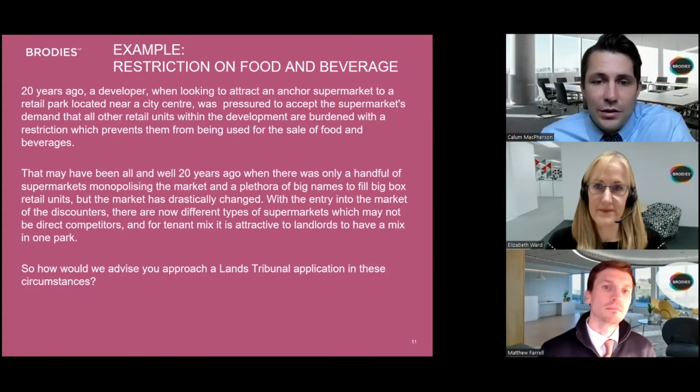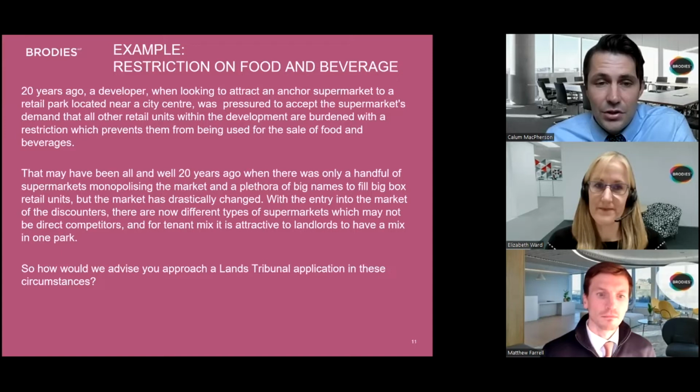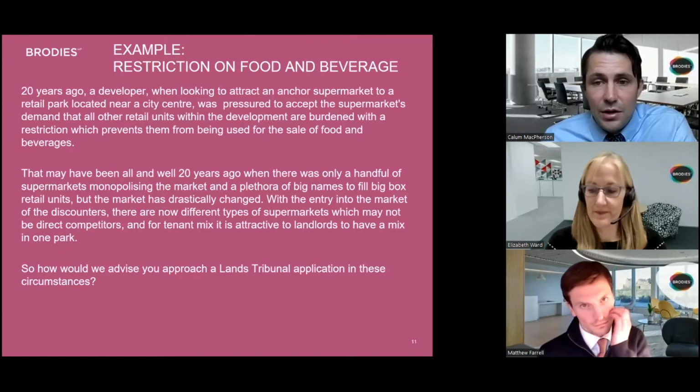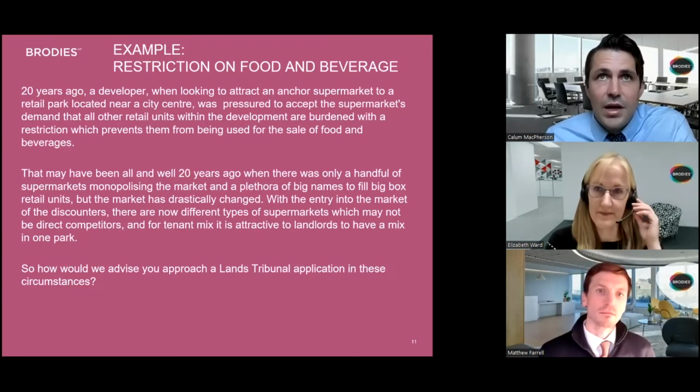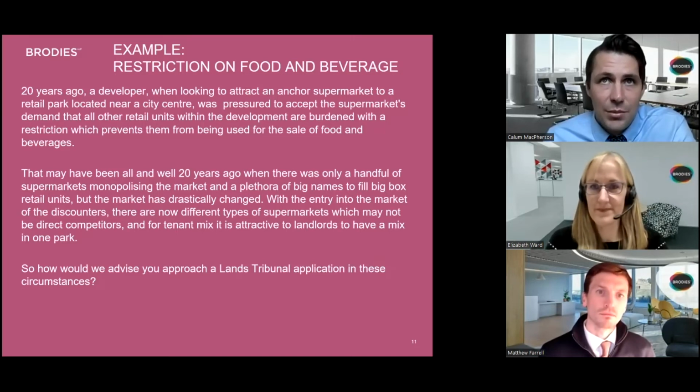That may have been all well and good 20 years ago when there were only a handful of supermarkets monopolising the market and a lot of big names to fill big box retail units. But the market has drastically changed since then. There's a lot of different types of supermarkets which may not be direct competitors, and it often makes sense for them to be grouped in one park. And as I said previously, there's not the same market from the big box retailers such as Toys R Us, etc., which used to fill these parks.